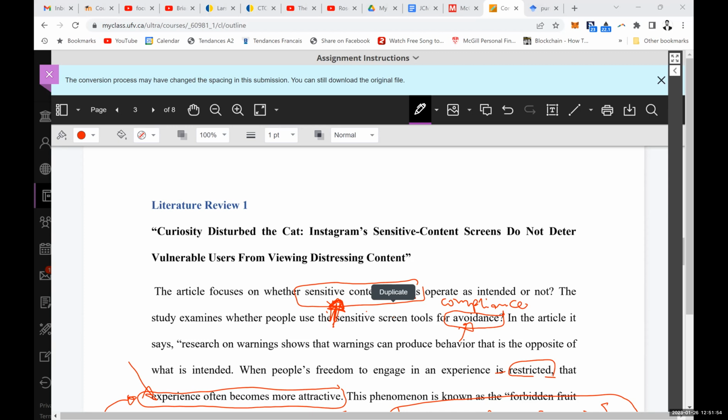Let me see. No, I think it was chapter 7. I have to go back to my syllabus. Chapter 6 and 7. Okay, let me open chapter 7. I'm going to share my full screen with you.